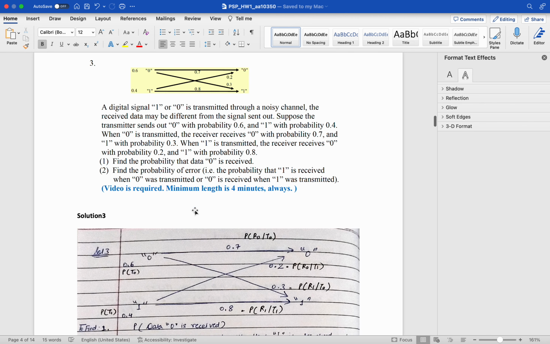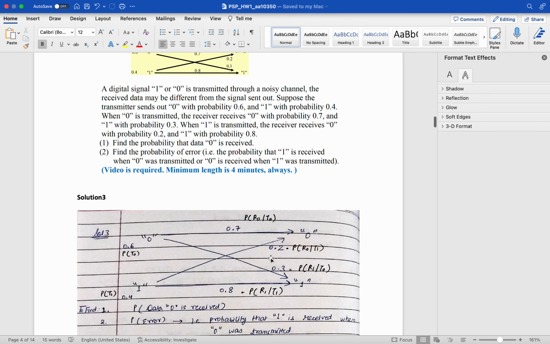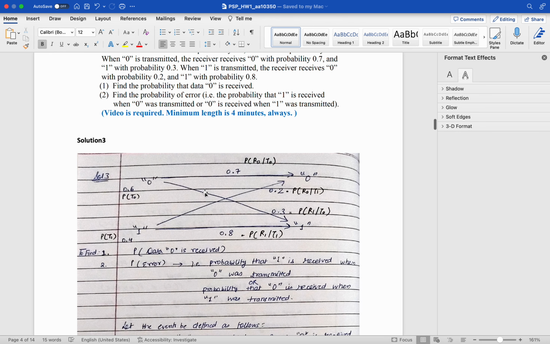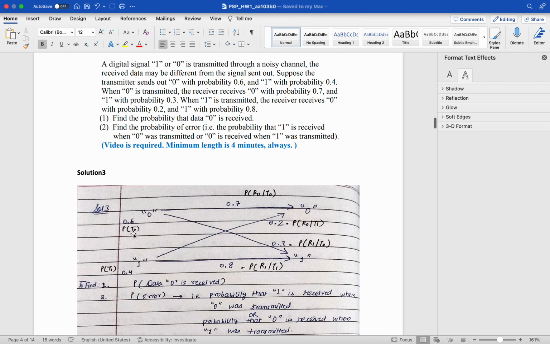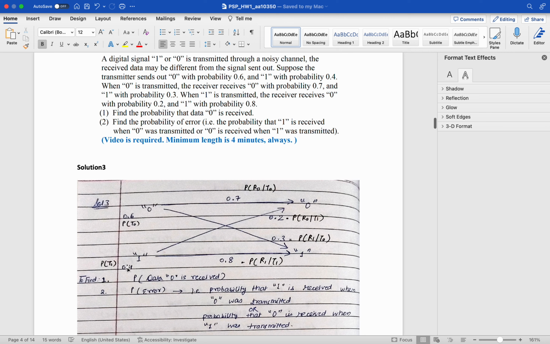Now to start off, we'll first define 4 events as follows. So we have 4 events. T0 is 0 is transmitted, T1 is the event that 1 is transmitted, R0 is 0 is received, and R1 is 1 is received. Now let's try to understand this graph in terms of the events that we have just defined. So P of T0, which is the probability that 0 is transmitted, is 0.6 as given in the question. P of T1, that is the probability that 1 is transmitted, is 0.4.